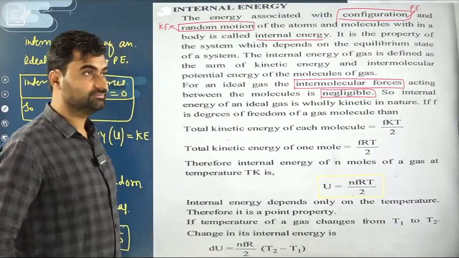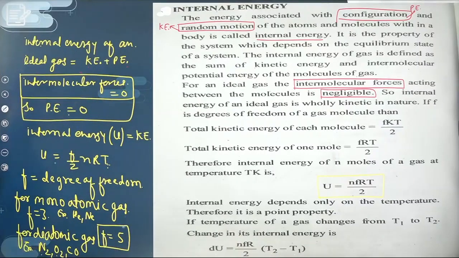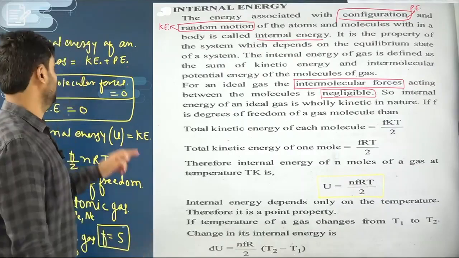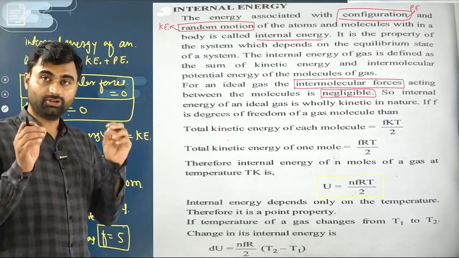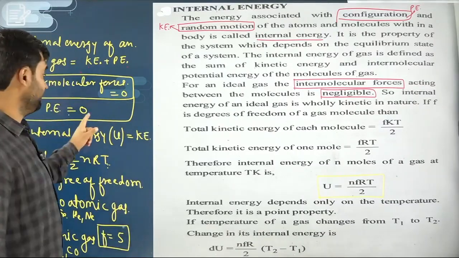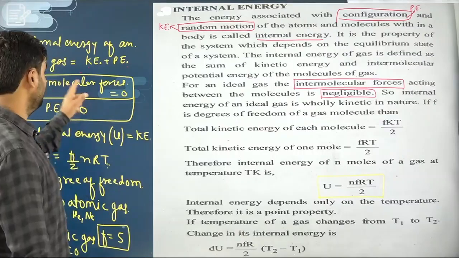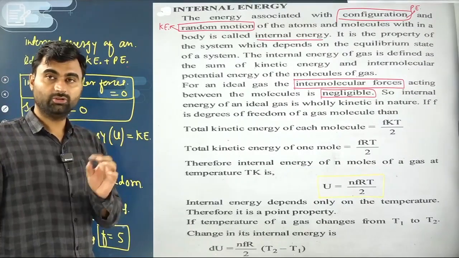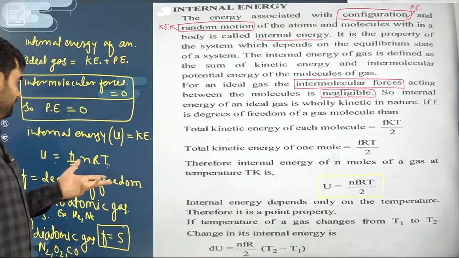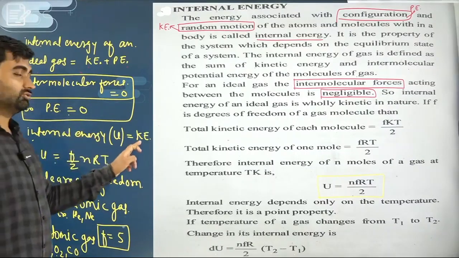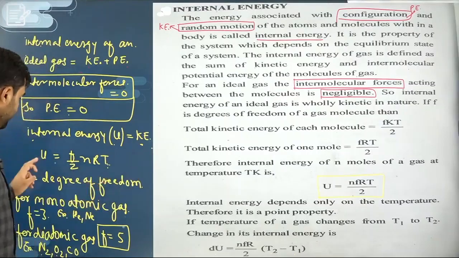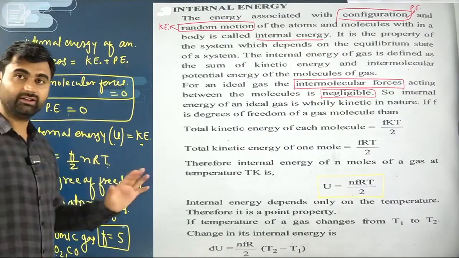Is it clear? Okay. So we understood internal energy. The important point is that it is equal to K plus P. Potential energy is 0 for ideal gases. Why is it 0? Because intermolecular forces are 0, and potential energy is due to intermolecular forces. So now we can say that internal energy equals kinetic energy, and the kinetic energy formula is F by 2 nRT.